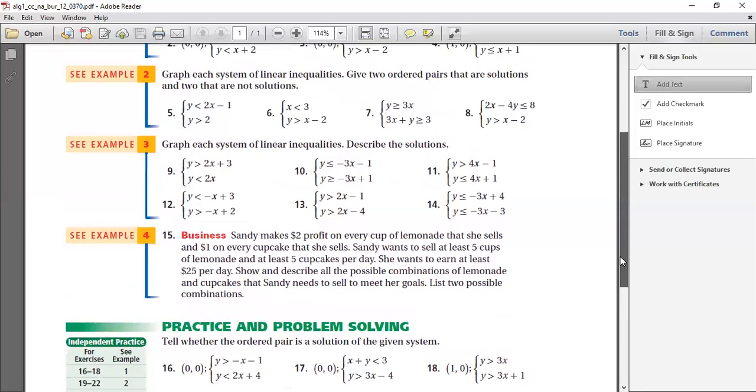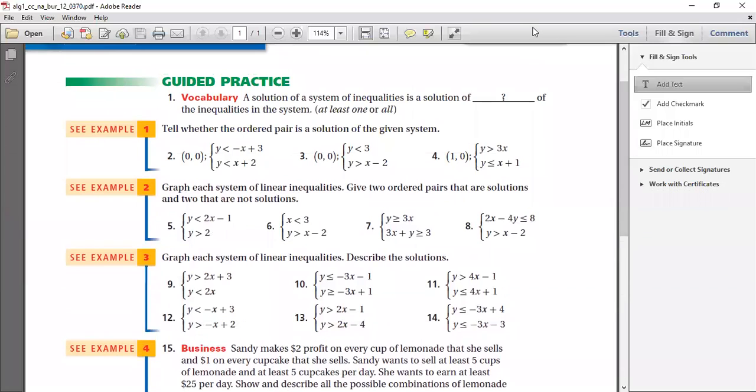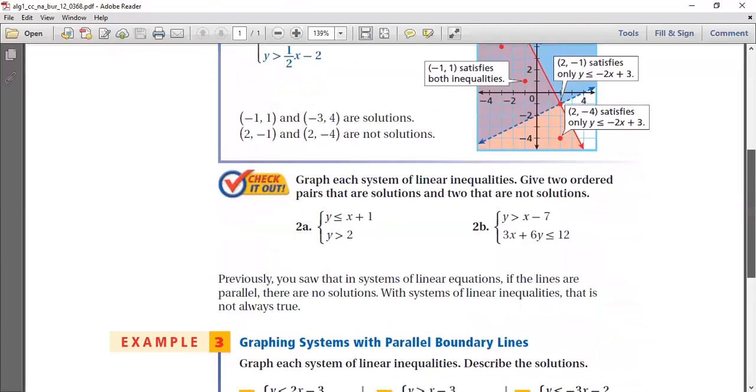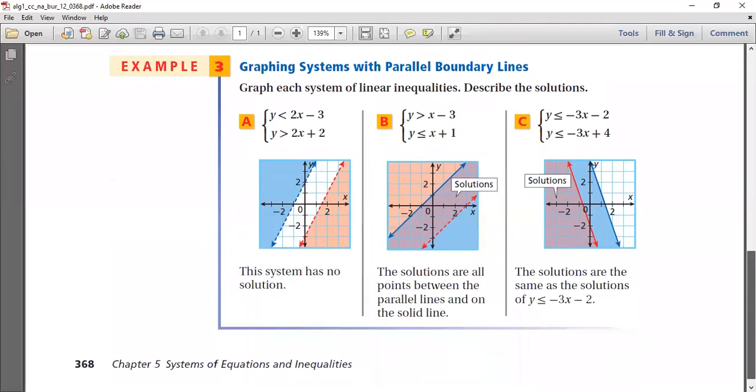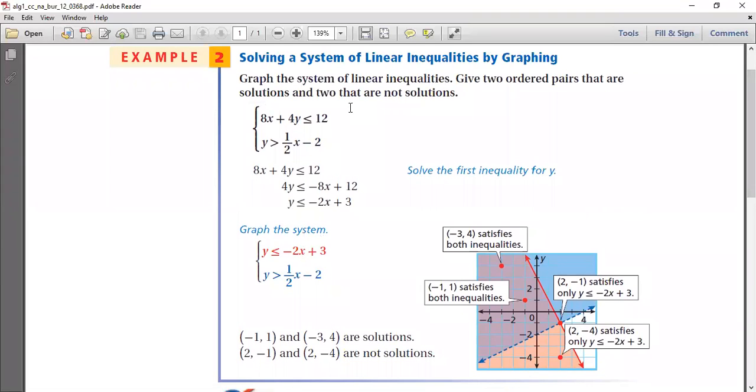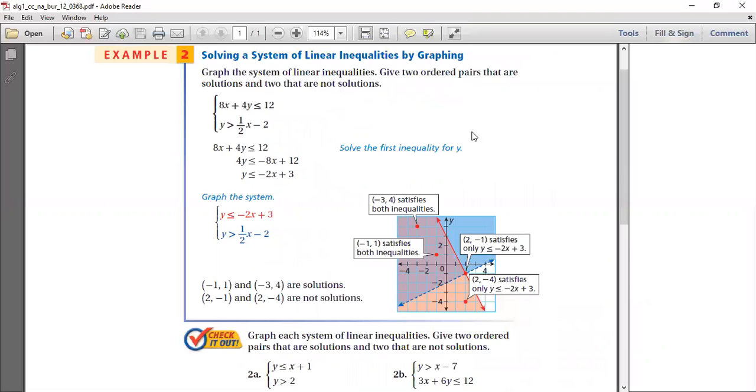Now without wasting time, let's quickly move on to today's lesson, where you have to graph. So let me just explain this question, example 2, which is on page 368. Okay, now we know how to graph an inequality, right? So through this I will explain to you. Let's see how much you can understand. Graph the system of linear inequalities, right? Give two ordered pairs that are solutions and two that are not solutions.